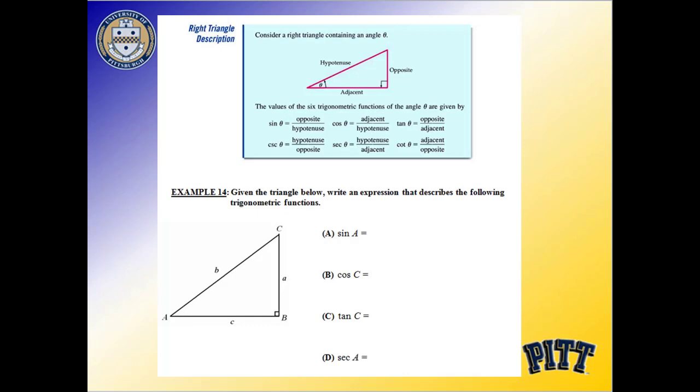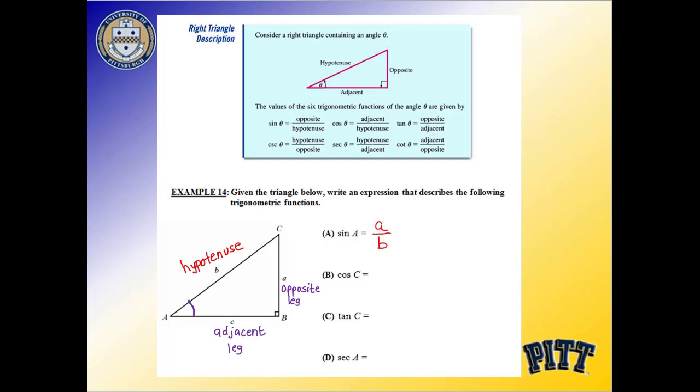So when I say the sine of angle A, I'm focusing my attention on angle A at this point. B would be the hypotenuse, A would be the opposite leg, C would be the adjacent leg. So when I look at the definition and say, okay, that's going to be opposite over hypotenuse, that's going to be A over B.